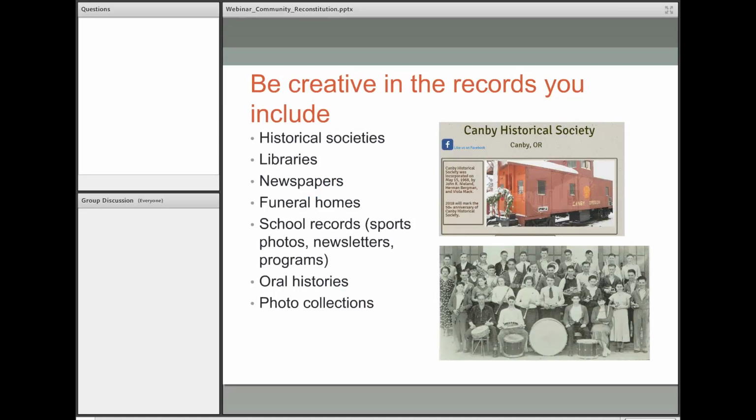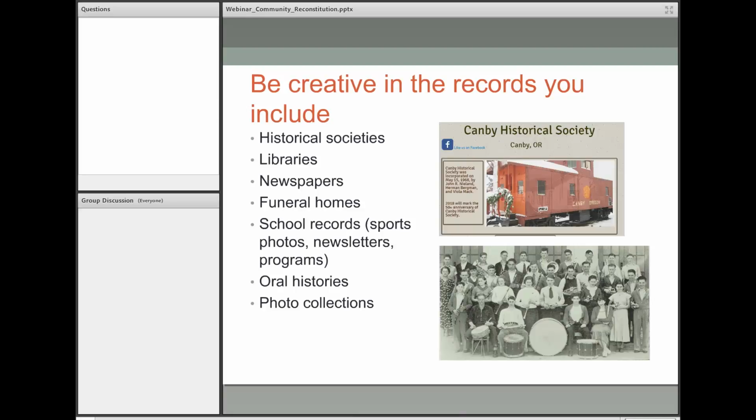You can also just get really creative in the records you include. Historical societies have fantastic records. Libraries often have a collection of local history that would be great to use. The local newspaper often has tons of really fantastic information about births, marriages, deaths, graduation, and other events in people's lives. The local funeral home might have some records. Schools have fantastic records, including newsletters and sports photos and graduation programs. There's also some efforts to do oral histories, and that can be something you can tap into.